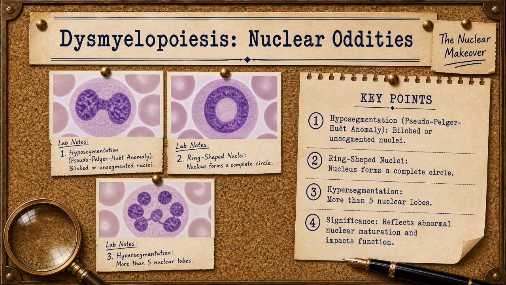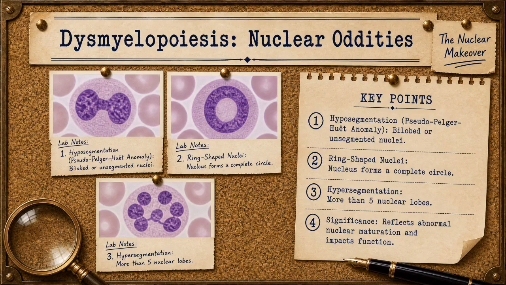Another striking abnormality is the presence of ring-shaped nuclei. This is where the nucleus forms a complete circle or a donut shape. It's a relatively rare but very distinctive dysplastic feature. While less common in MDS than in megaloblastic anemias, you might also occasionally see hypersegmentation. These are neutrophils with more than 5 nuclear lobes.